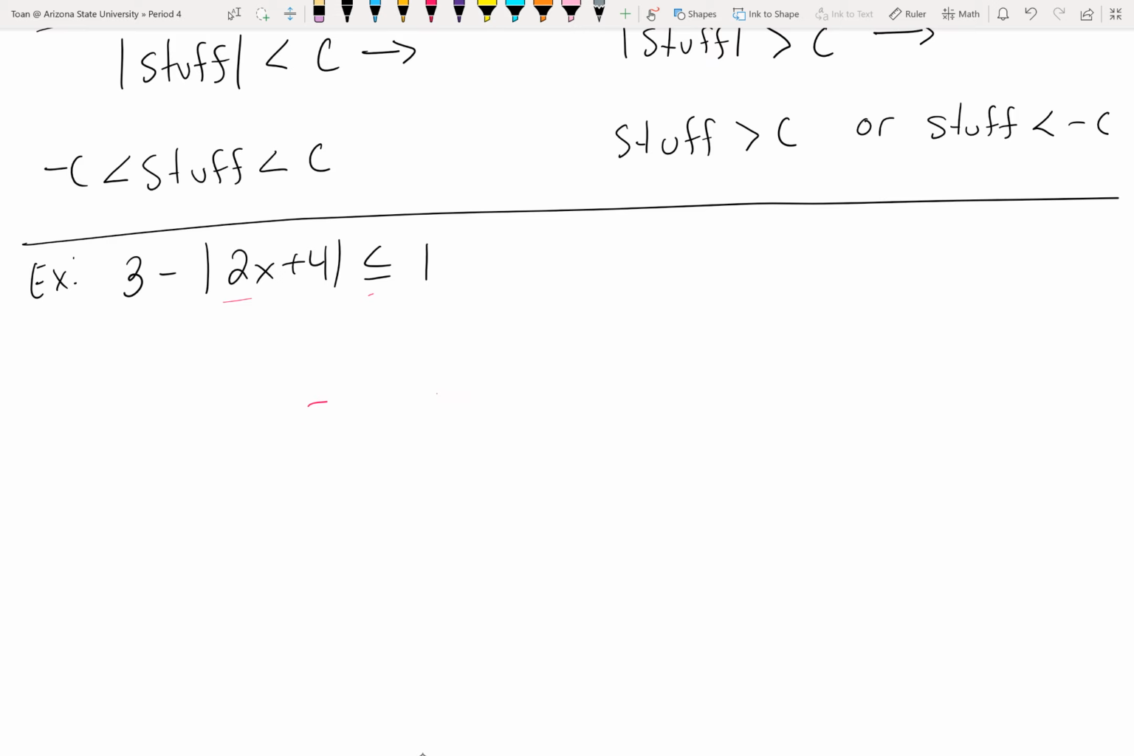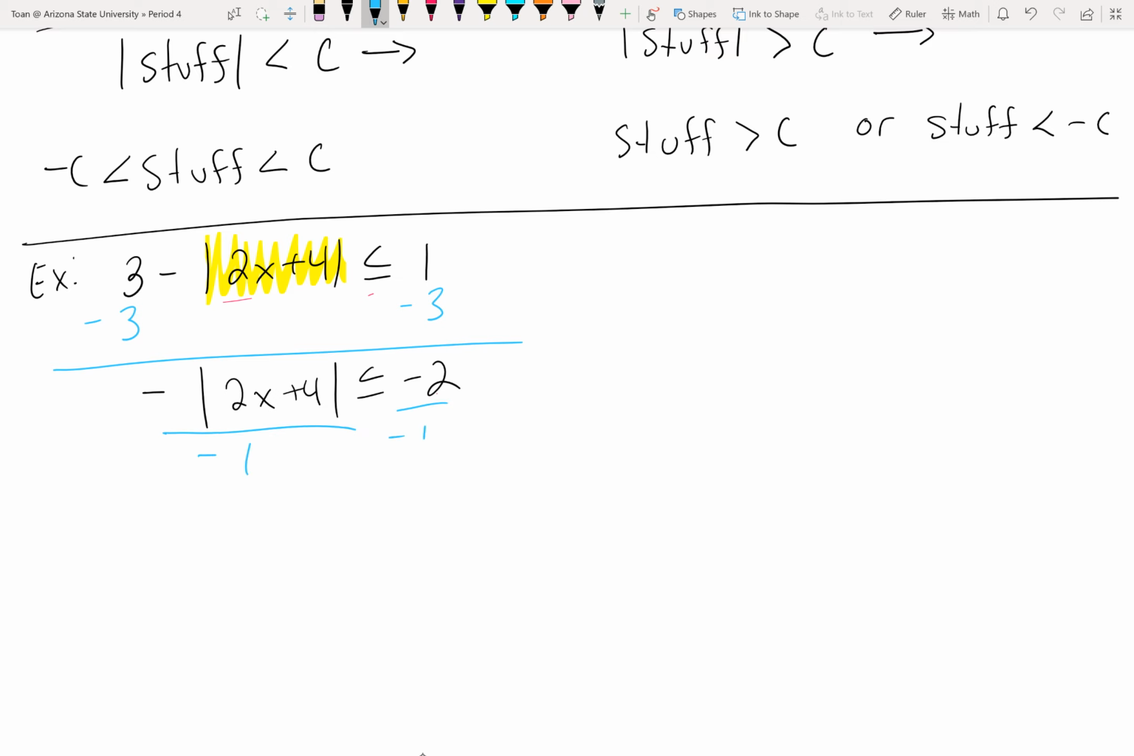So you do not want to do the rules until the absolute value, this guy here, is by himself. I hope you guys can see that we need to get rid of the 3, and we need to get rid of the minus first before I do anything. So regular algebra, minus 3 to both sides: negative absolute value of 2x plus 4 is less than or equal to negative 2. And then to get rid of that negative, you divide it out. So then you have absolute value of 2x plus 4. Hey, we divided by a negative, so I actually have to flip the symbol.